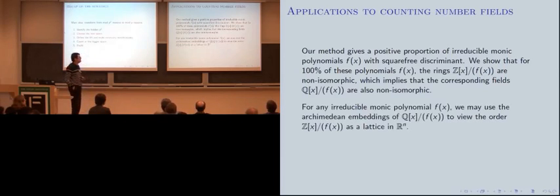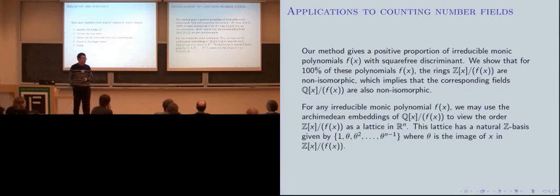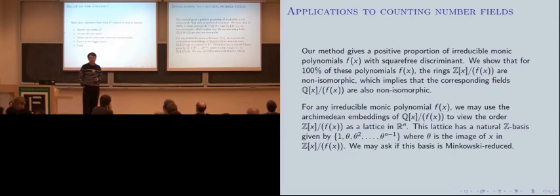Okay, how do we distinguish these rings? Well, we can view them as lattices in R^n by using all the Archimedean embeddings of the field. They're not just a random lattice. They come with a power basis. They're monogenic. If you take the image of x in a quotient, then there's a basis given by 1, theta, theta squared, up to theta to the n minus 1. And you can ask whether this basis is special, whether it's Minkowski reduced.